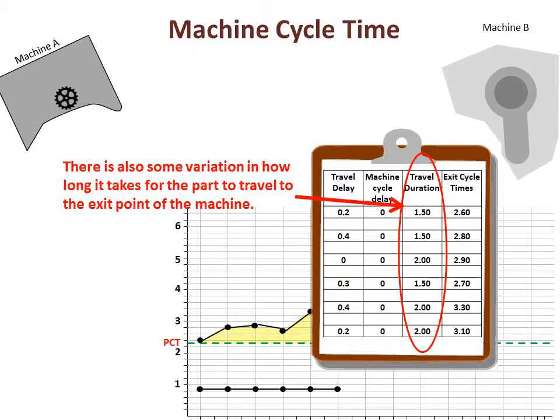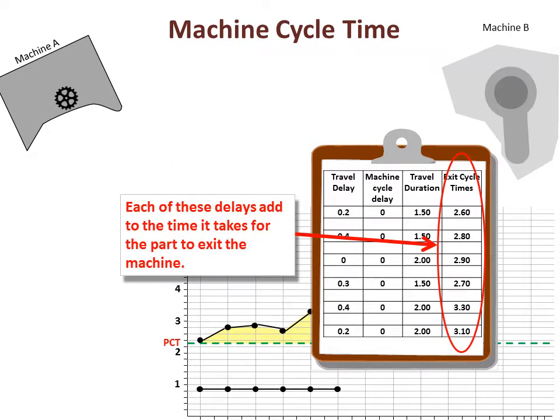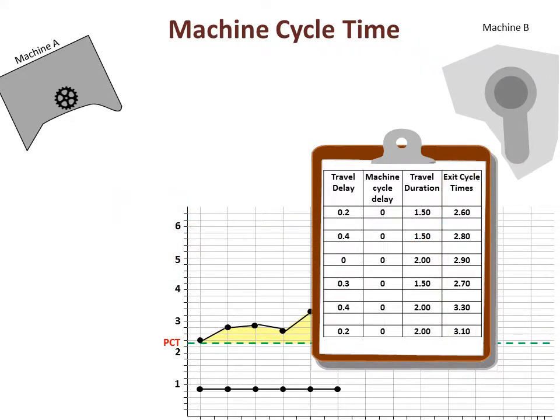Our observations did show that there is a greater amount of variation in the time it takes for the part to travel to the exit point. It seems to vacillate back and forth between 1.5 and 2 seconds. Each of the delays we documented contributes to the variation in the time it takes for the part to exit the machine process. As you can see then, it is important to keep in mind that machine cycle times tell us how fast the equipment is running, while the exit cycle times tell us the pace at which the product or services will exit the process.